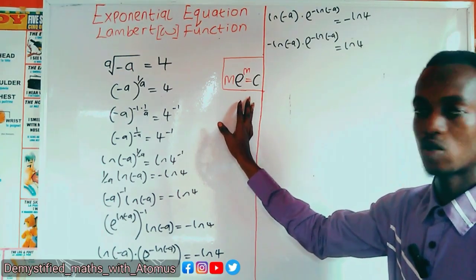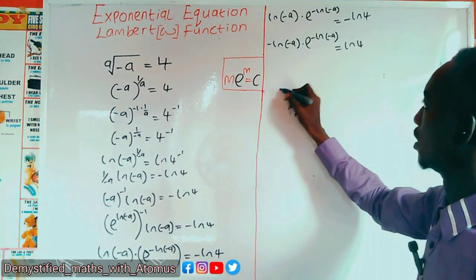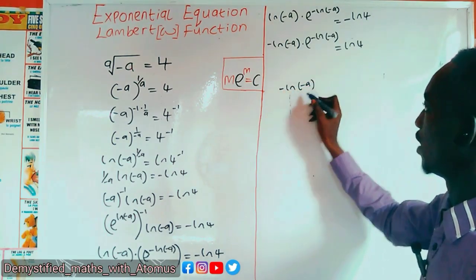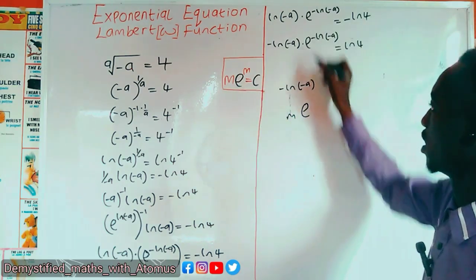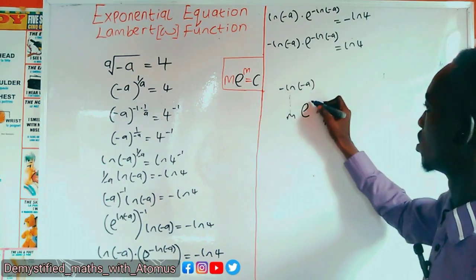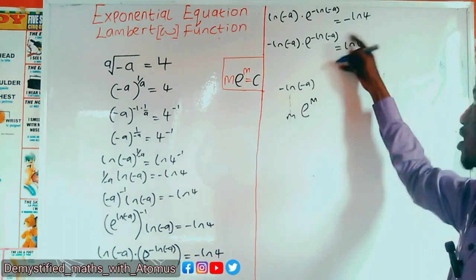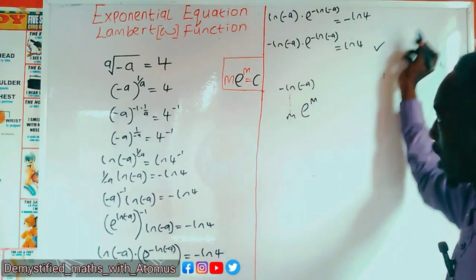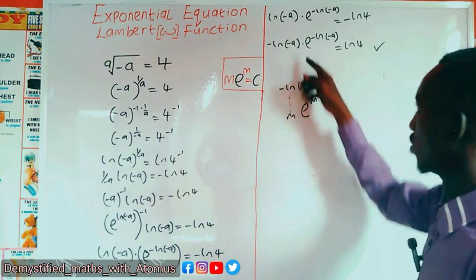Now let's make a direct comparison. Our M in this case stands for negative ln(-a). That's our M, right? Then we have Euler's constant e here raised to power M, which is the same as our negative ln(-a). Then we have a constant here, which is ln 4. Voila, we can now use the Lambert function to get the value of this.